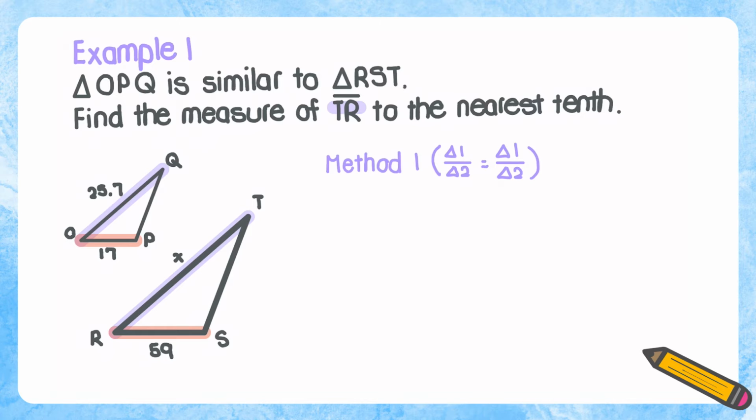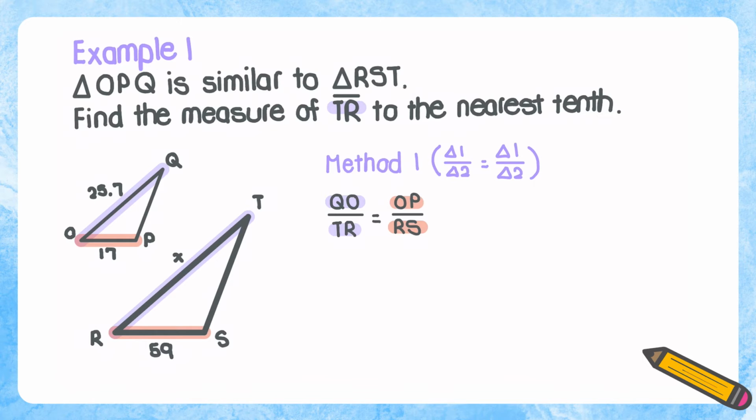So let's set up this proportion. Let's start off with side QO over its corresponding side, side TR, equals the other pair of corresponding sides. So side OP over its corresponding side RS. And here's some color coding to hopefully help you out. So we set up this proportion based on equating ratios of corresponding sides.